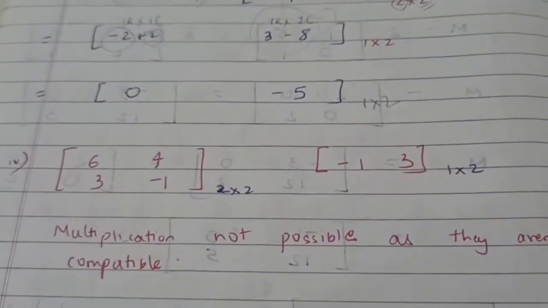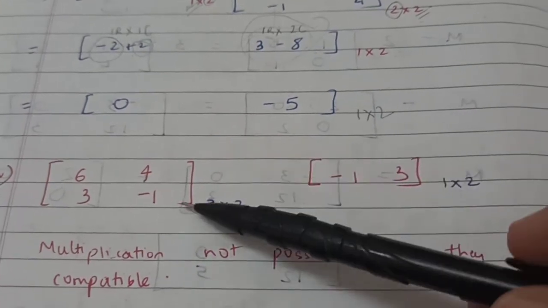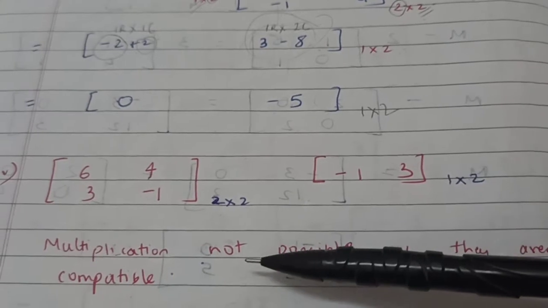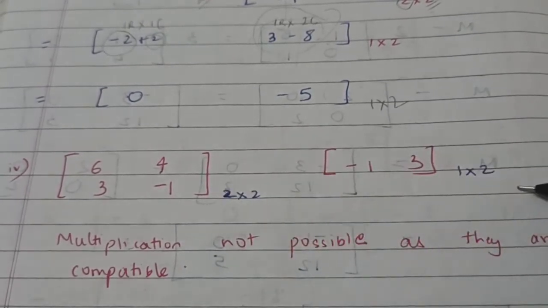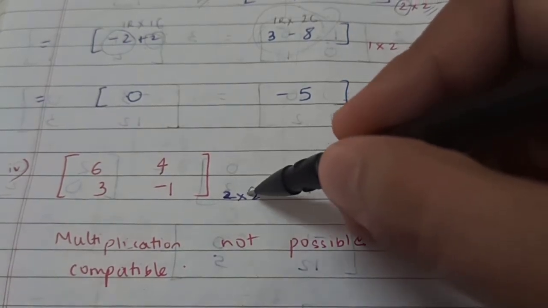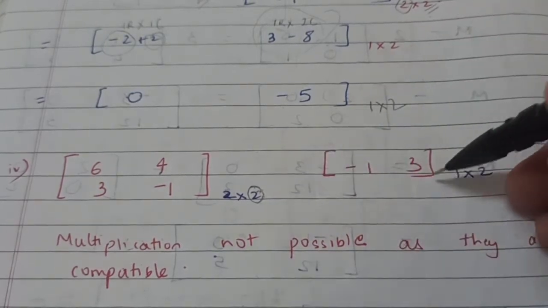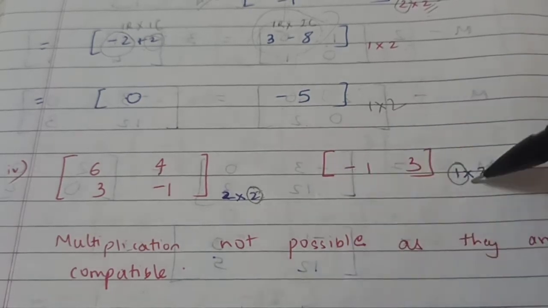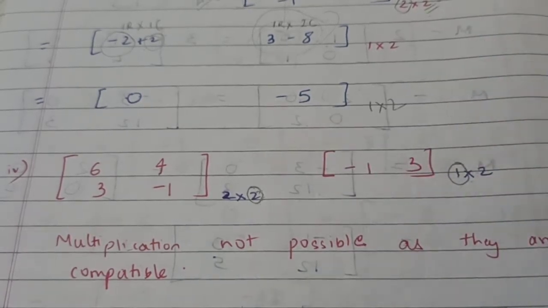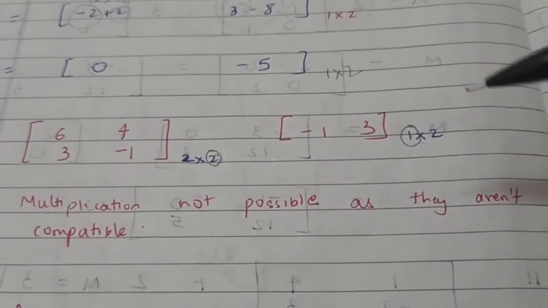Let's do one more sum, the fourth one. So two matrices are given and we've been asked to multiply if possible. First check the order. This is 2 by 2 and this is 1 by 2. We always check the number of columns here, number of columns, okay? And here we check the number of rows. Clearly they are not the same. That means multiplication isn't possible. They are not compatible. That's a rule in matrices. So multiplication not possible as they aren't compatible.